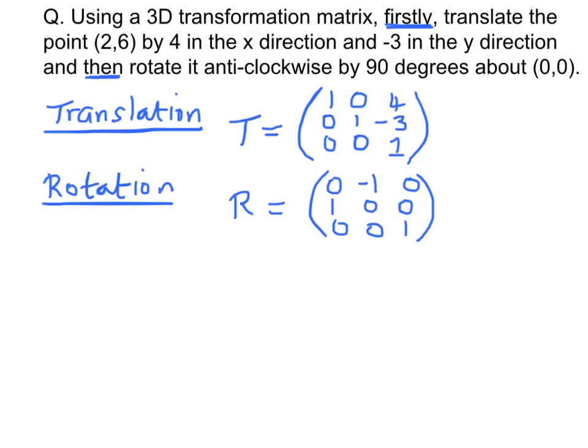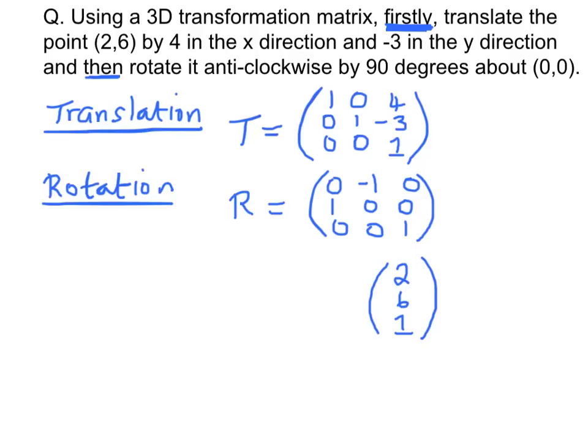Now, what we're asked to do is to apply both of these transformations in a given order to the point 2, 6. So let me firstly write the point 2, 6 as a 3-dimensional vector. So it's going to be 2, 6, and I'm going to put in a 1 here. Now, I'm asked to firstly, so remember this is very important because if you remember, the multiplication of matrices is not commutative. So the order in which you write them down becomes very important.